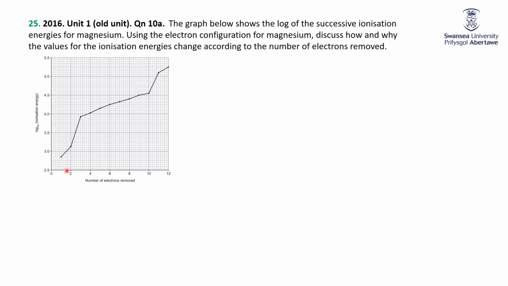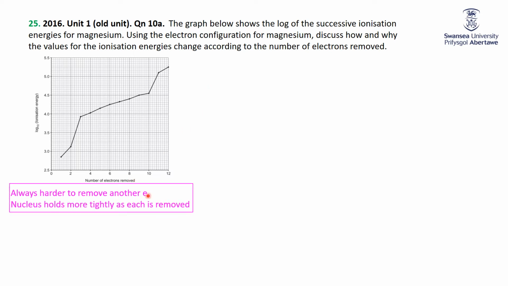And what we see as we go along here is we're removing more and more and more electrons. Well, the first thing is that the trend is obviously upwards, and that is because it is always harder to remove another electron, because once you've removed one electron, the nucleus is going to hold more tightly to the other ones. So removing one, then harder to remove a second one, harder to remove a third, a fourth, a fifth, and so on all the way up. So that's the general trend that we would see for any atom.